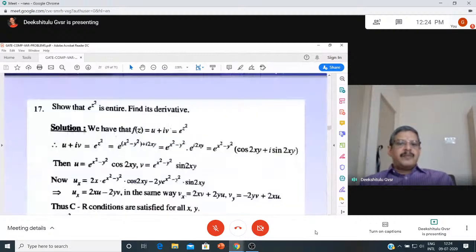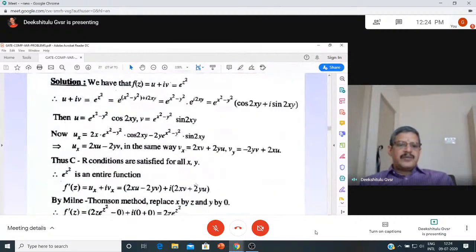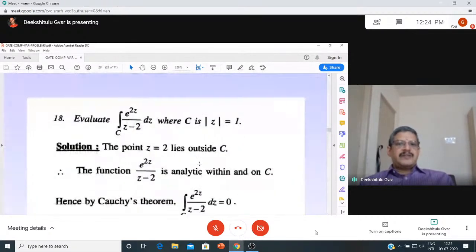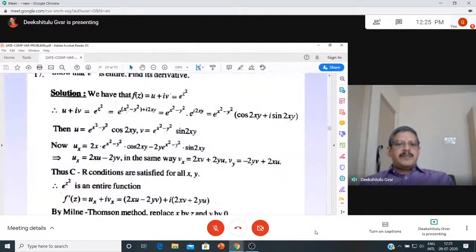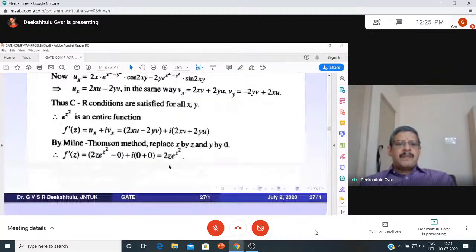That's all. e^(z²) is an entire function. You can do it, analytic everywhere. You can see e^(z²) is e^(x²−y²+2ixy). And the real part is e^(x²−y²) cos 2xy plus i e^(x²−y²) sin 2xy. Then what is u and v? Then check the CR equations. So that's how they are satisfied.